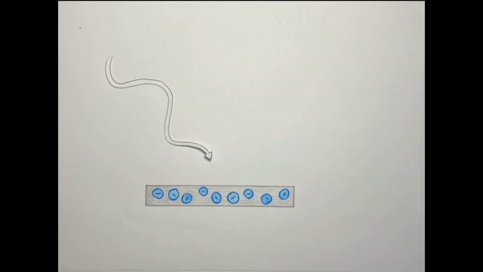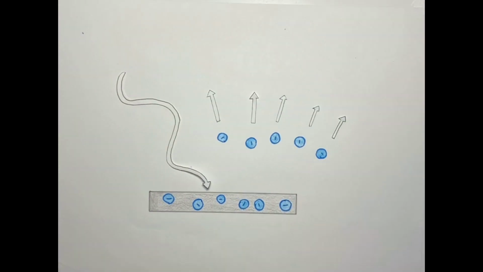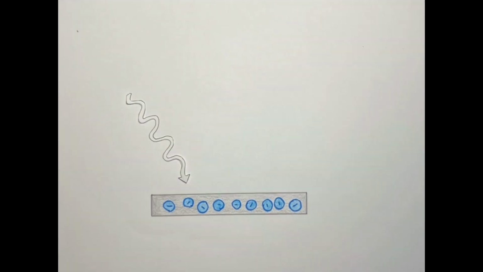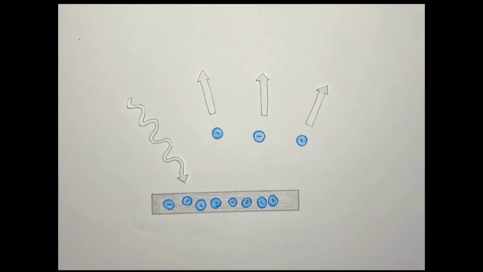But when the experiment was done, the opposite occurred. The higher amplitude increased the number of electrons ejected, and when the frequency was increased, it increased the kinetic energy. This proves that light behaves as a wave and a particle.